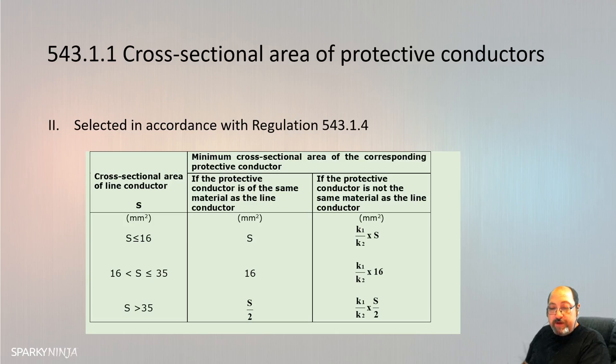543.3.201. This is a UK only one. A protective conductor having a cross-sectional area up to and including 6 mil will be protected throughout by covering at least equivalent to that provided by insulation of a single core non-sheathed cable of appropriate size having a voltage rating of at least 450/750 volts. So in other words, if anything is up to and including 6 mil, it can't be bare. It has to have a green and yellow covering on it.